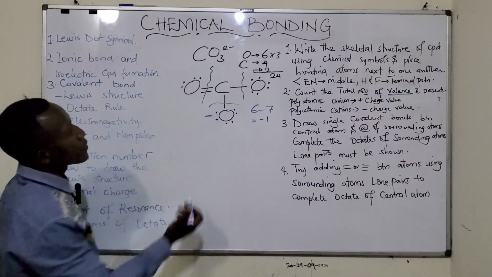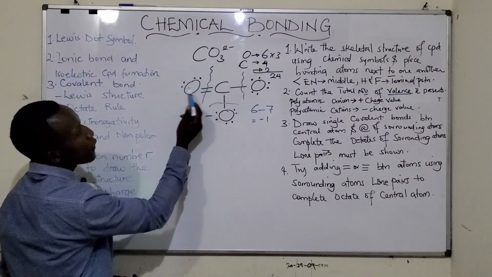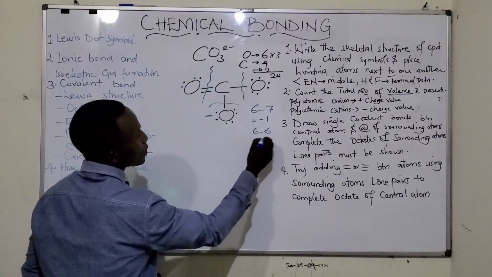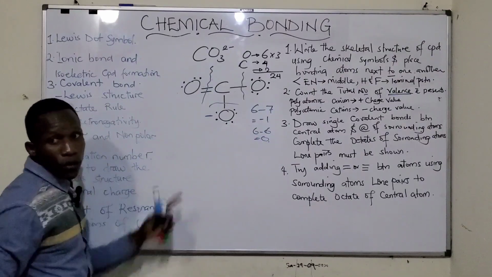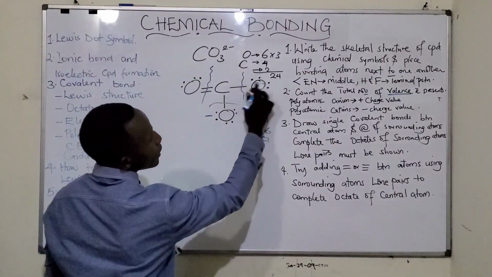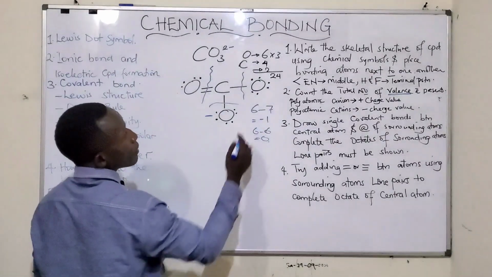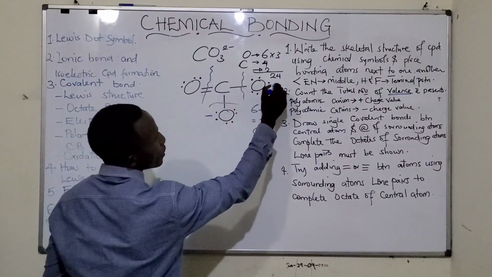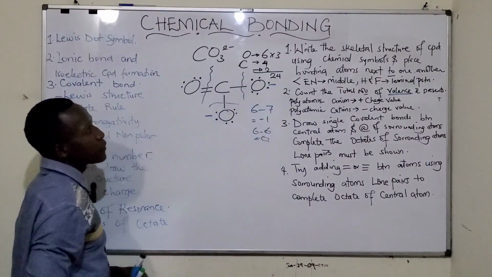When you come to this one, it is 1, 2, 3, 4, 5, 6. So it is already 6 minus 6, which is 0. So we have no charge on this oxygen atom. Then this one is surrounded by 7, because this is 1 plus this 6. So it is having a -1.